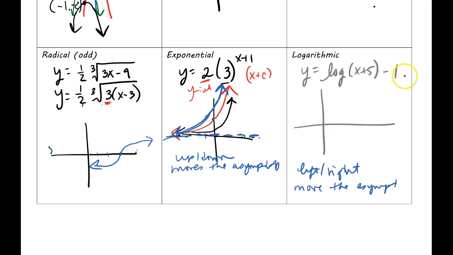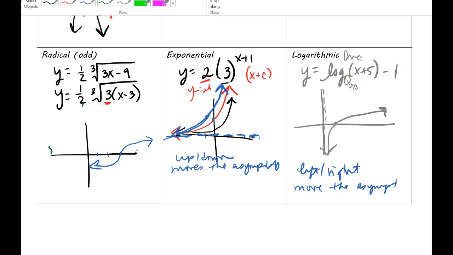Well, the log parent, if there's no base written, what's the invisible base? Do y'all remember? It's actually a 10. So it's definitely greater than 1. The same thing as if you see a natural log up here. Please remember the base of that is e, which is also bigger than 1. So both of these parents are very similar. You've got your asymptote on the axis. It crosses at 1, 0, and it looks something like that. Okay, so there's our parent, and then we just go, what'd I say? Left 5 and down 1.